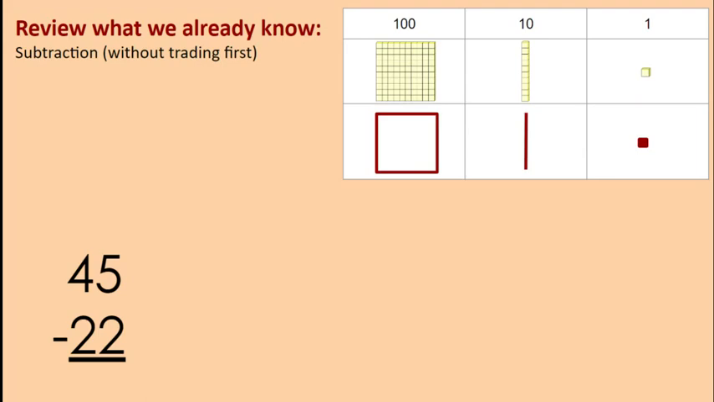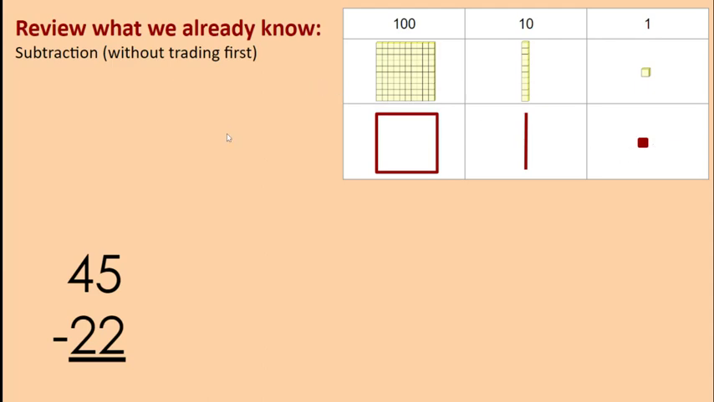To review what we already know, you can refer to this chart. 100, if we were using actual base 10 blocks in class, we would call it a flat. When we draw on paper, we draw it as a square. To represent 10 in class, we would use the base 10 block called a long. On paper, again, we draw it as a line. And for 1, it's a cube, but we would draw it as a dot.